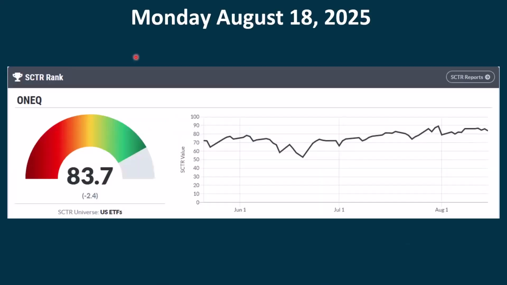Coming in first place is the NASDAQ. Not the NASDAQ 100, but the NASDAQ. Now we want this to be up into the high 80s, low 90s for it to be really strong. It's still respectable at 83.7, but we would like to see this really go up.